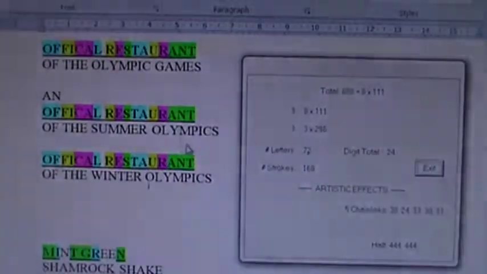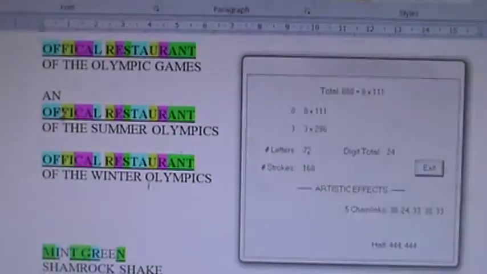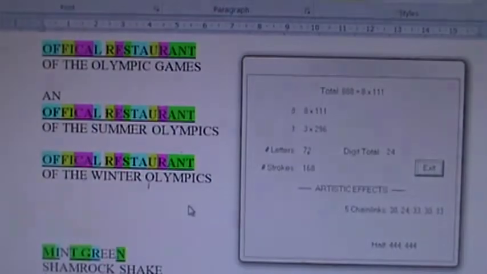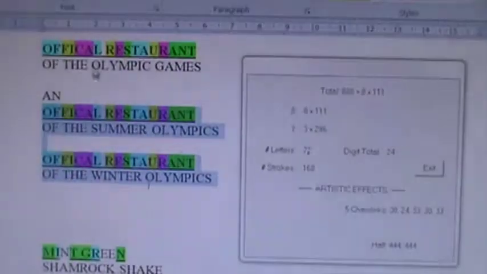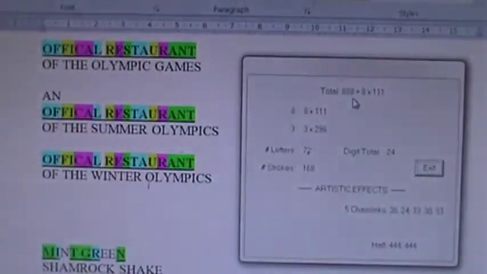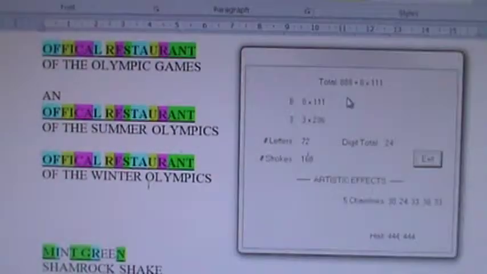That's a big find. Official restaurant of the Summer, and I do believe McDonald's is an official restaurant of both the Summer and the Winter Olympics. All in the name of love. That's a huge find to get that 888 perfectly. That's, if you waited this long, that was really worth it.